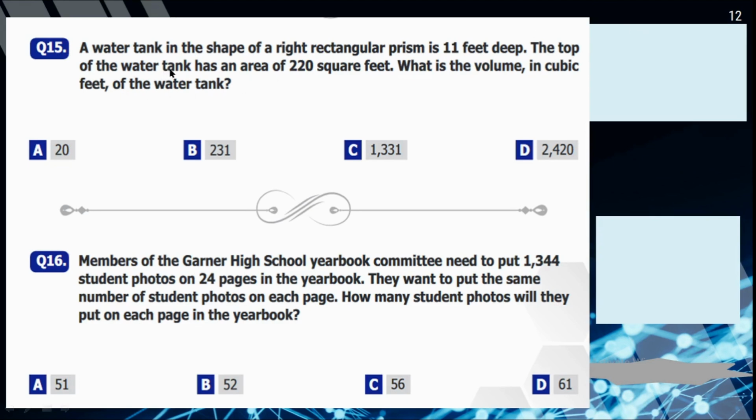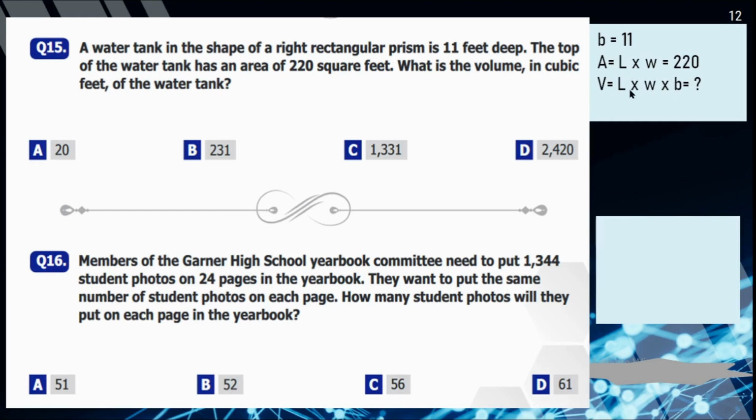The top of the water tank has an area of 220 square feet. What is the volume in cubic feet of the water tank? So here, breadth is already given, that is 11 feet. Area of the surface, the top, is given, that is length multiplied by width, which is equal to 220. That's already given. Now to find out the volume, we have to write the formula of volume of a cuboid, that is equal to length multiplied by width multiplied by breadth.